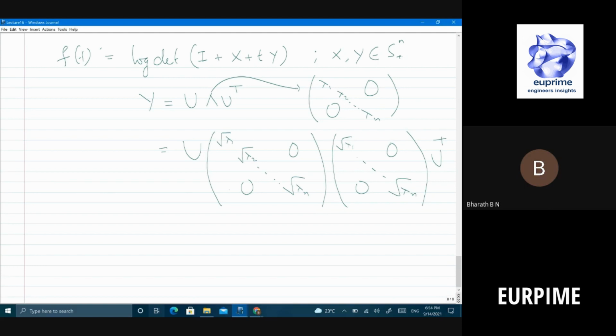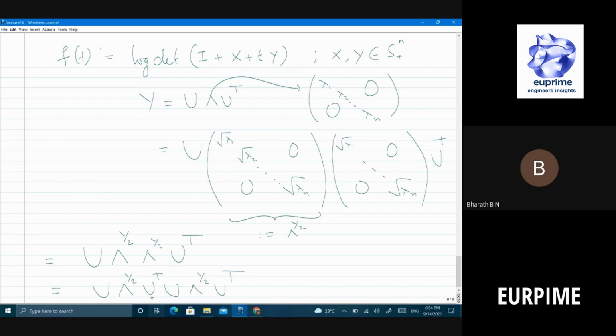Same thing, right? Lambda. So let me define this matrix as lambda power half, okay? It's not the square root of lambda, it's just a notation. Lambda power half is basically this matrix. So now this becomes u lambda power half u transpose. But I can also write this as u lambda power half u transpose u lambda power half u transpose. Why is this true? Because u transpose u is identity.